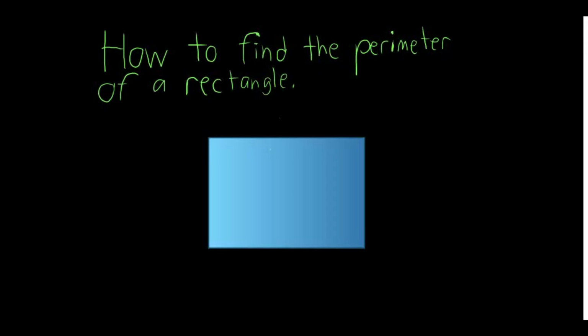We're going to say this is 6 centimeters. This side is 6 centimeters. Remember, opposing sides have the same value. And then here we have 4 centimeters, 4 centimeters. Now, in order to find the perimeter, we have to add the sum of the 4 sides.